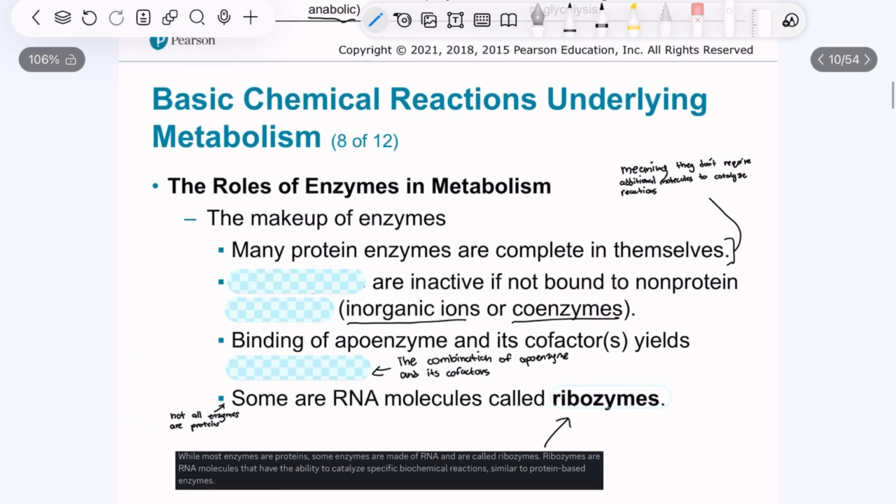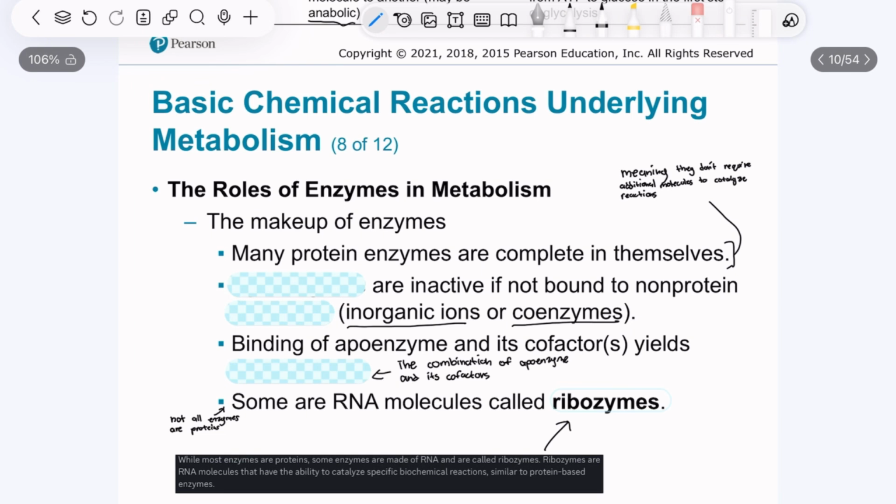And so then we move on to the makeup of enzymes. Many protein enzymes are complete in themselves, meaning that they don't require additional molecules to catalyze reactions. However, there's an exception to this. Apoenzymes are inactive if not bound to non-protein cofactors. So cofactors are the non-protein substances that apoenzymes need to become active, and these include inorganic ions or coenzymes.